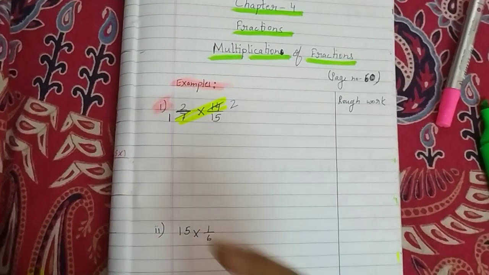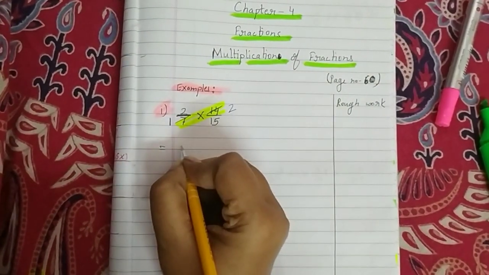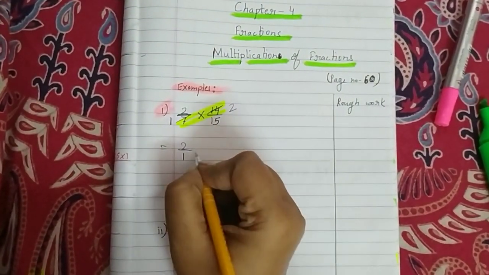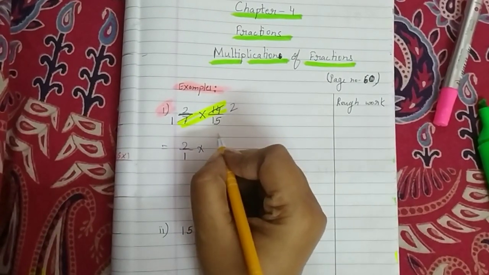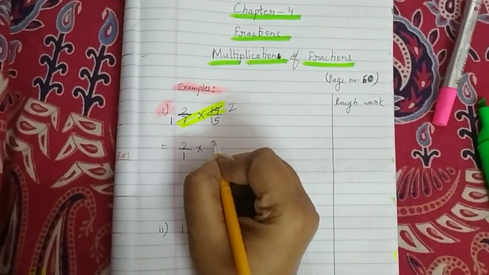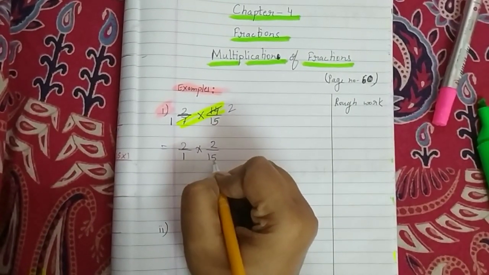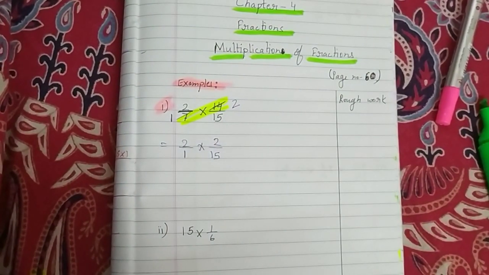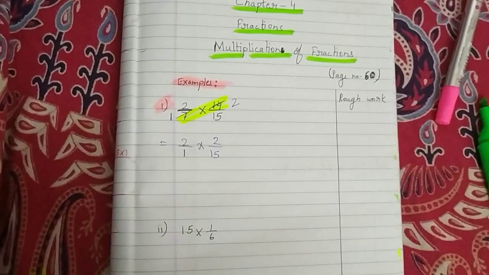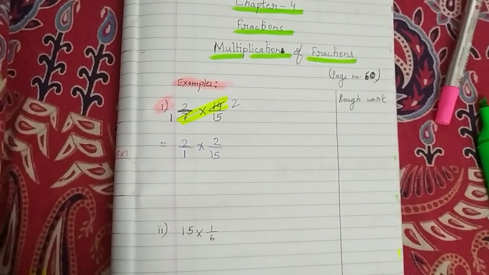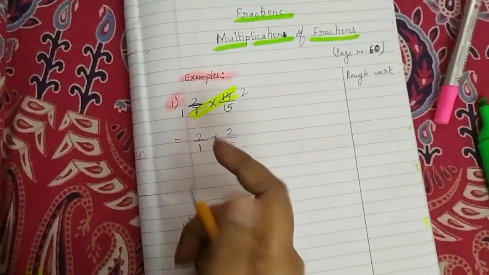Yes, children? So, copy here. It will be 2 upon 1 multiplied by 2 upon 15. This is clear? Now, what do we have to do? We have to multiply. Next step.